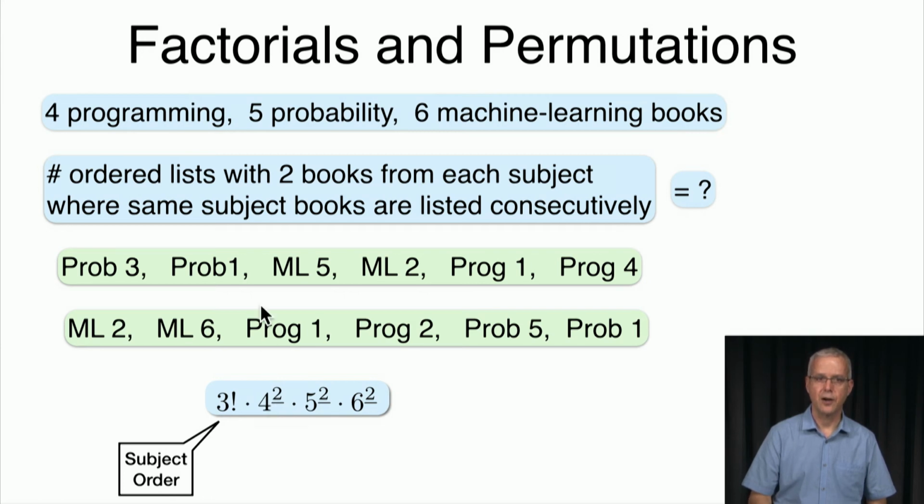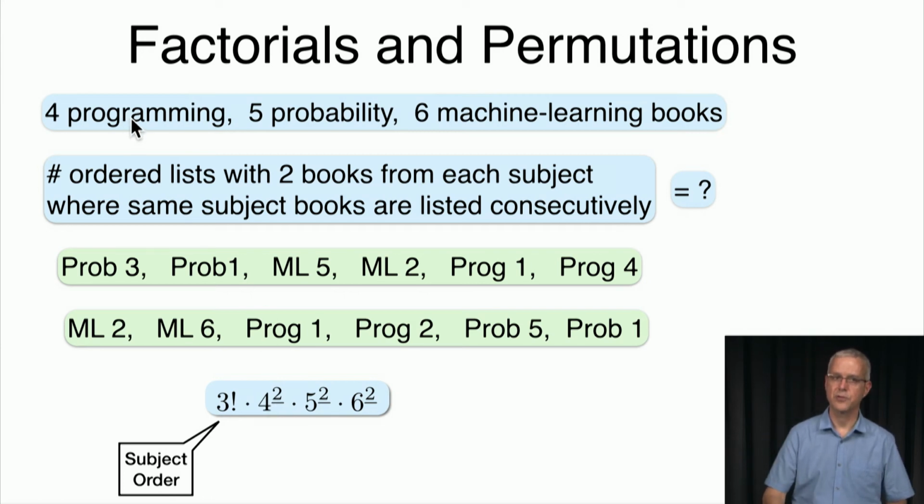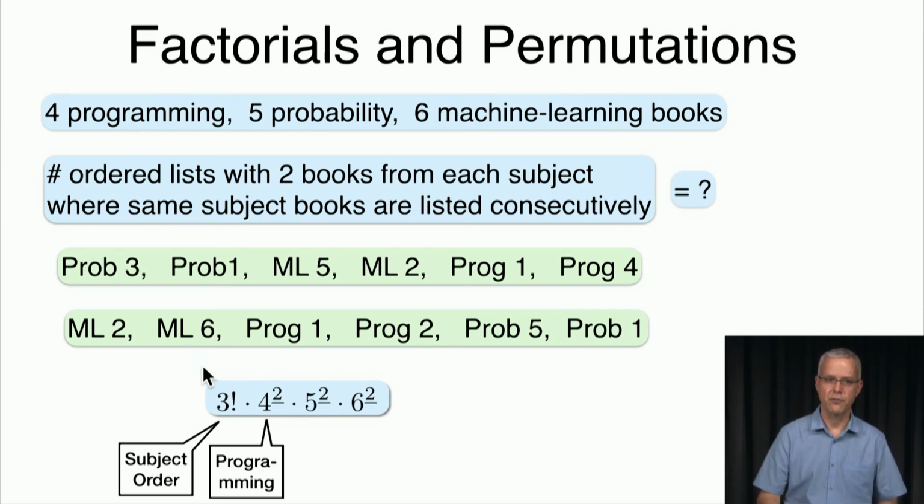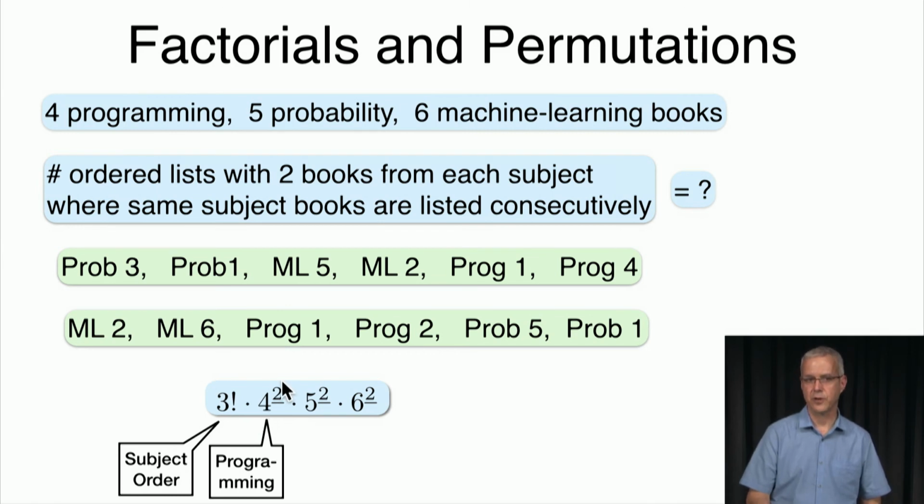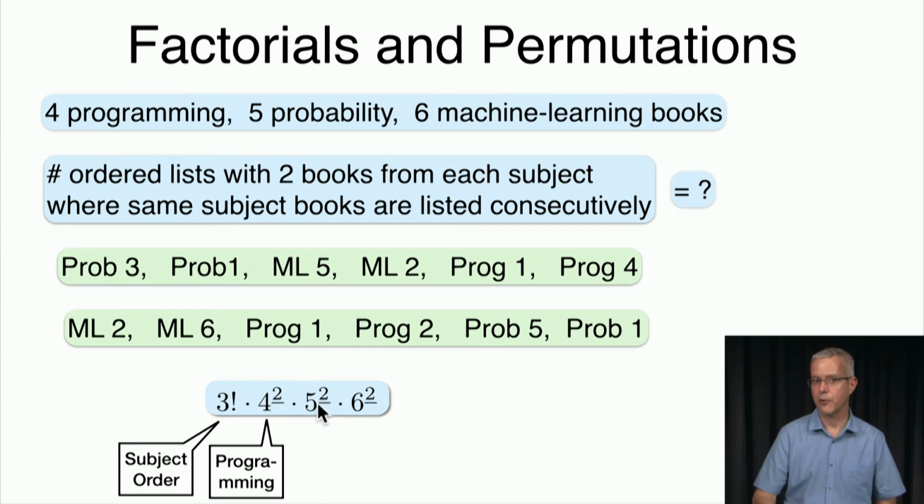which programming book we're going to put first and which programming book we're going to put second. And because there are 4 programming books, then we have 4 to the second falling power number of ways to do that, because we can decide on the first programming book and then the second programming book, and then we can decide on which probability books we're going to choose. And since there are 5 of them, we have 5 to the second falling power, or 5 times 4 ways of doing that.